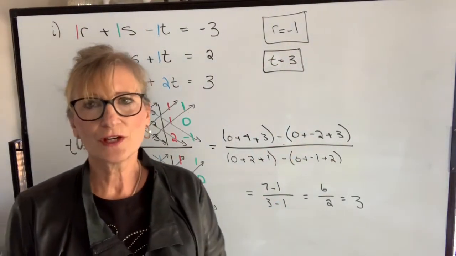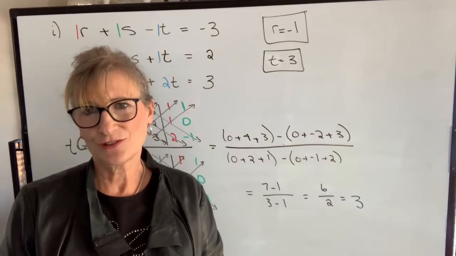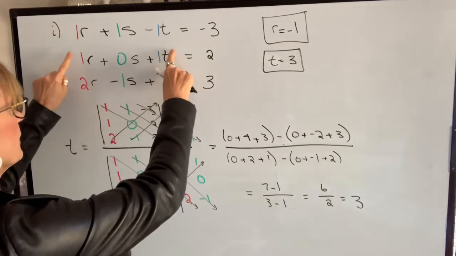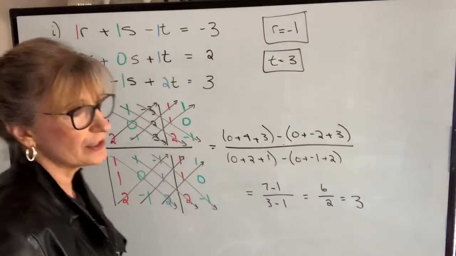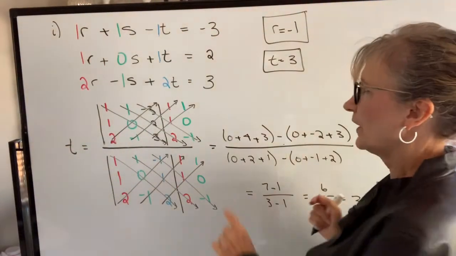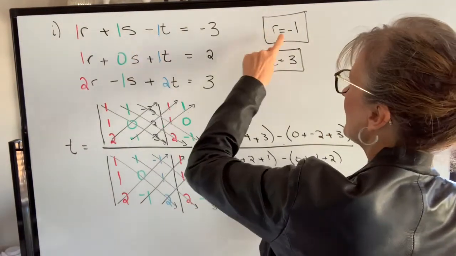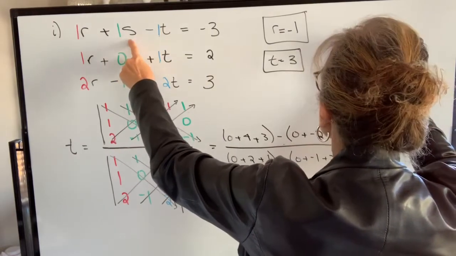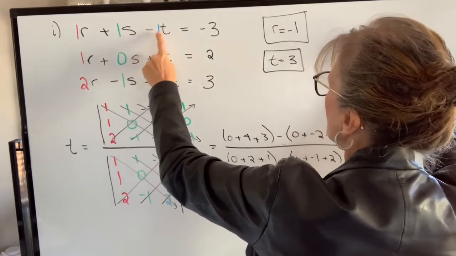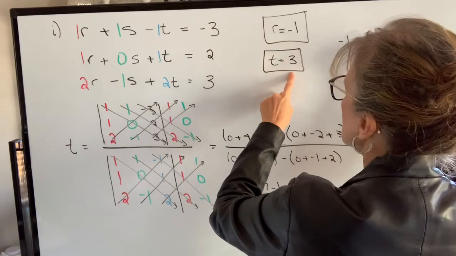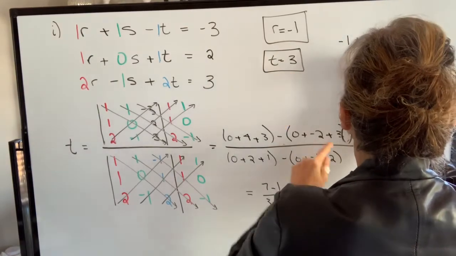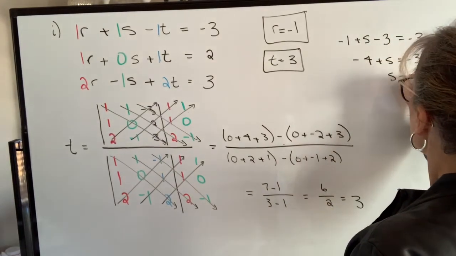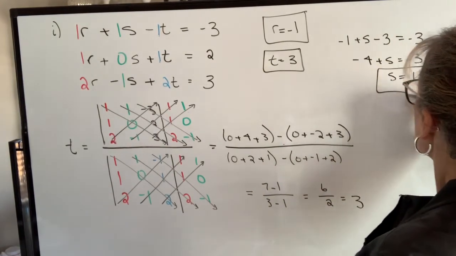Once I have two values, I'm not going to use determinants to find my third value. It's much easier just to put these into one of these equations and solve for your third value. So I'll use equation number 1, and I'll put a value of -1 in for r. S I'm trying to solve for, minus a 3 in for t. Add a 4 to both sides, and s is equal to 1.